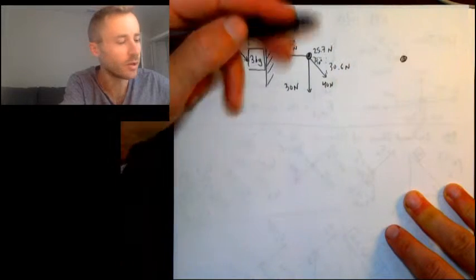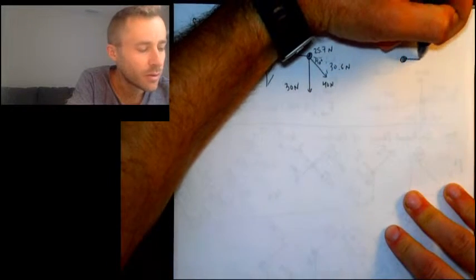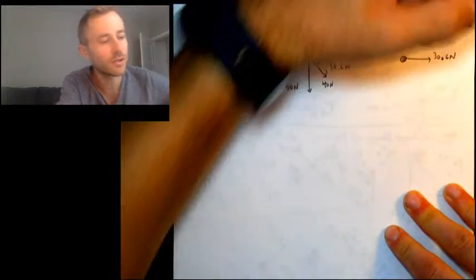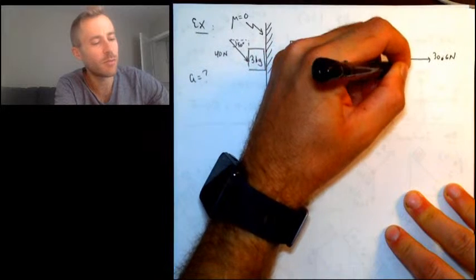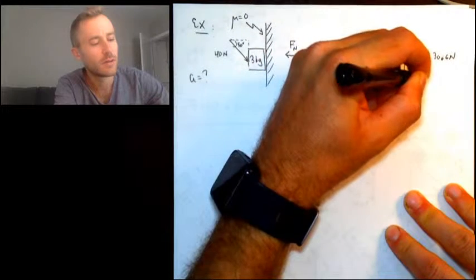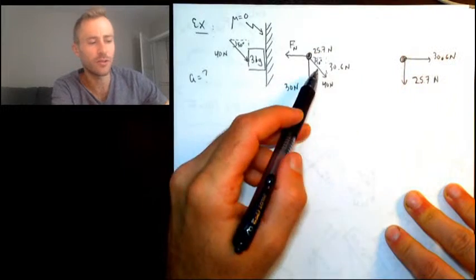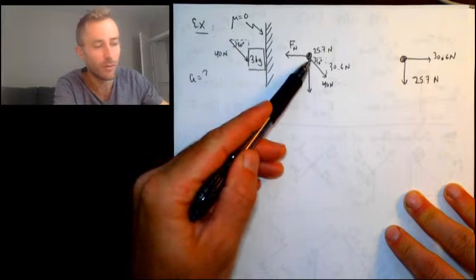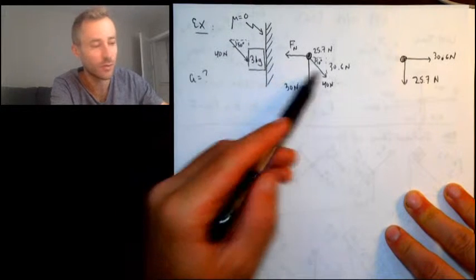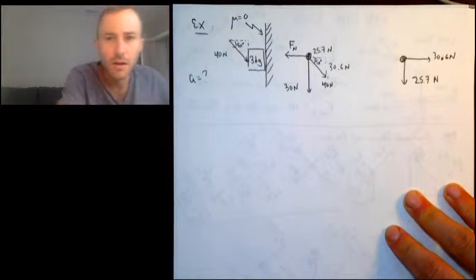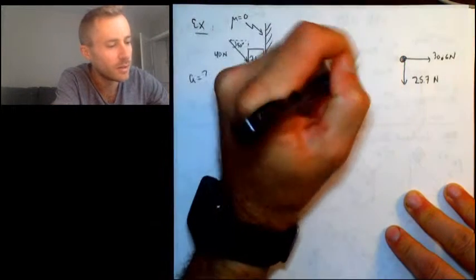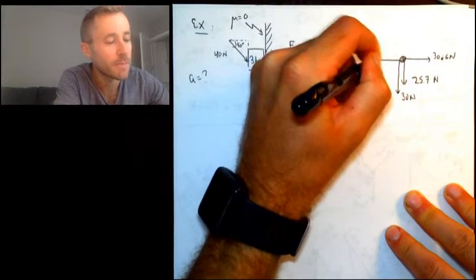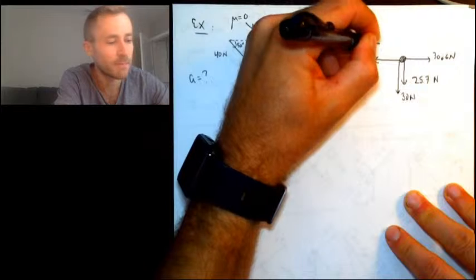Okay, so I'm going to write this diagonal force as 30.6 newtons across and 25.7 newtons down. Do you guys understand why it's not a sideways and an upward force, it's a sideways and a downward force? Because this is a force that's angled downward, so the vertical part has to go downward. Then we also have the 30 newtons and the normal force going this way.